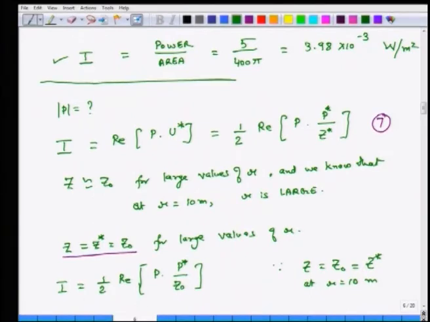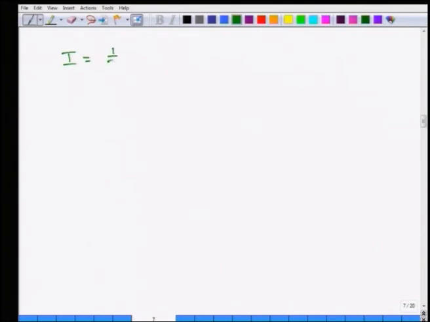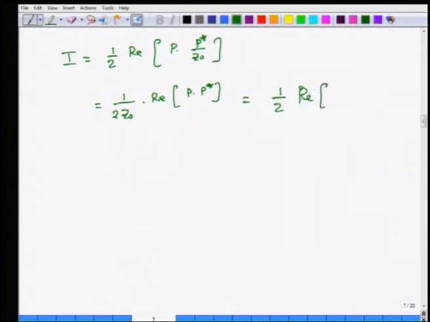And then, I will rewrite this relation on the next page. So, I equals half real of p times p star divided by z naught, equals 1 over 2 z naught times real of p times p star. Now, we know that any complex number and its complex conjugate, when we multiply, we get only the square of the magnitude of that term. So, this is equal to 1 over 2 real of this thing, magnitude of pressure, the whole thing squared.